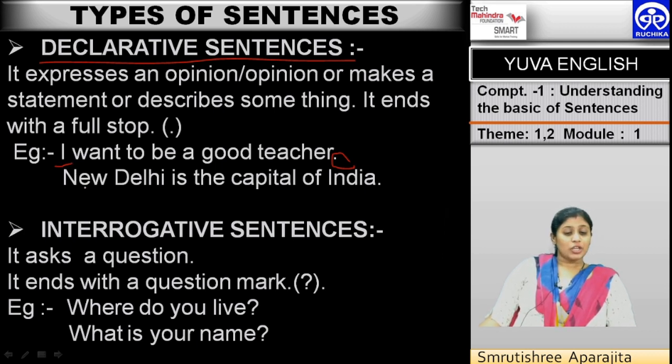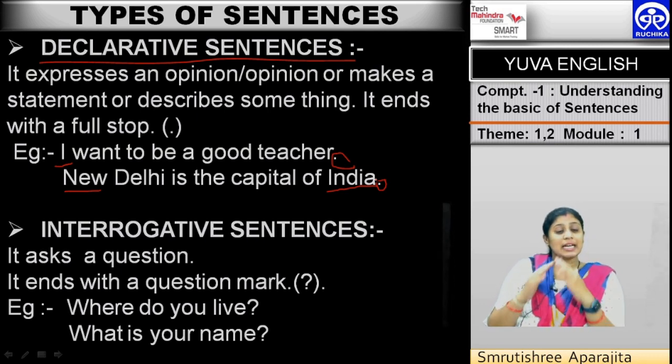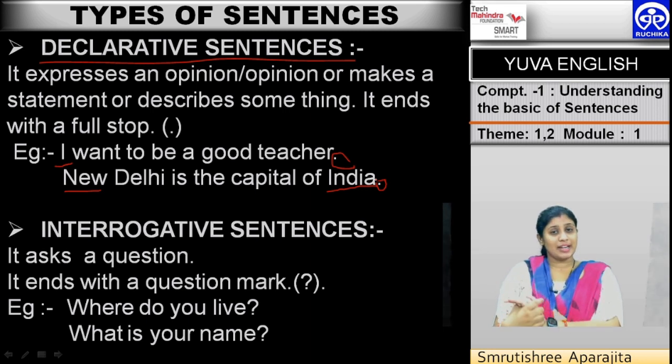Next sentence, New Delhi is the capital of India. Now that is a statement, no one can change this. So New Delhi has started with the capital letter N and it is what? The capital of India. Okay, India is a proper noun, so it has started with I as capital with a full stop at the end. If you can see, there is a full stop at the end, which shows that this is a declarative sentence. There is a statement being given in this sentence.